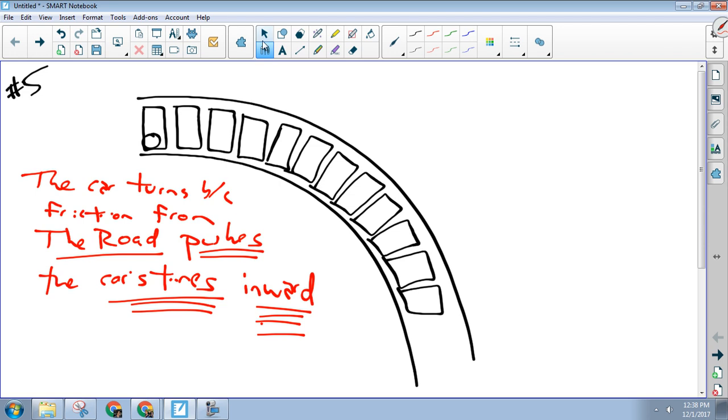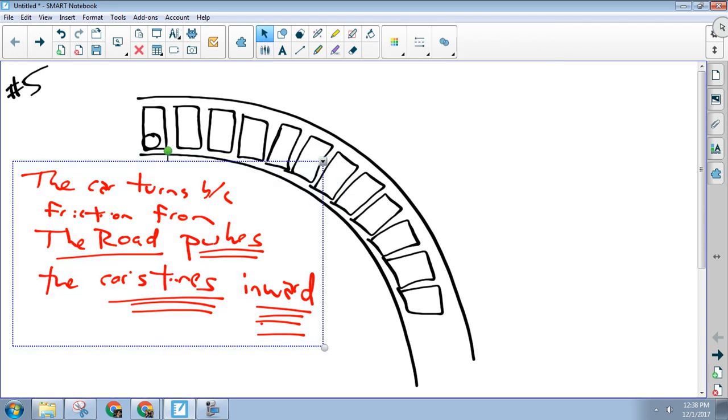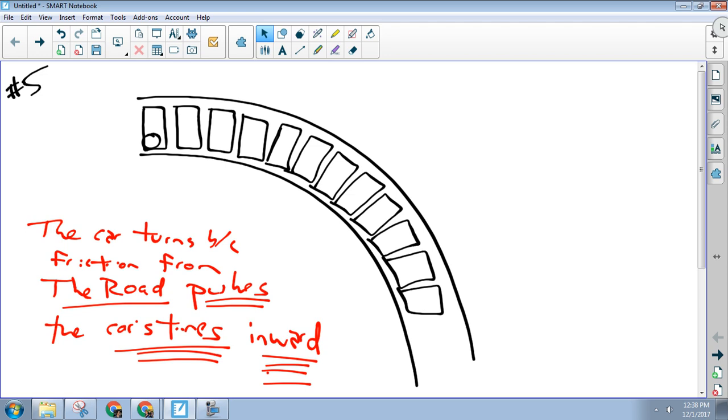Okay, so let's draw in that force. So here's the force of friction. Oh no, undo. Undo. There we go.